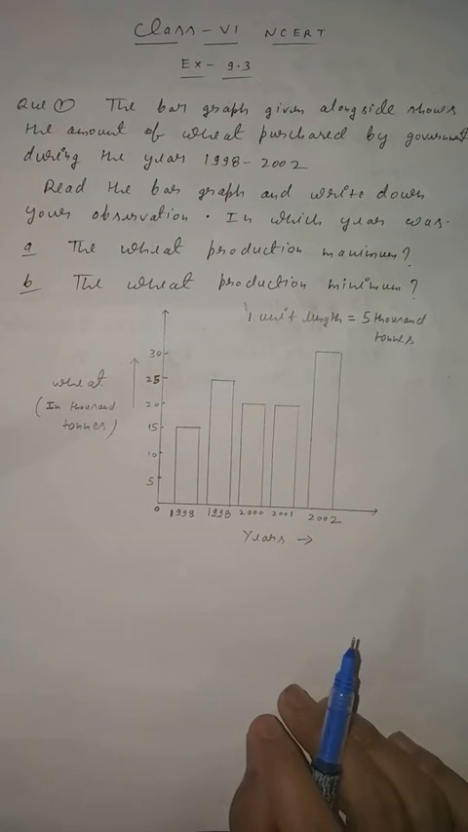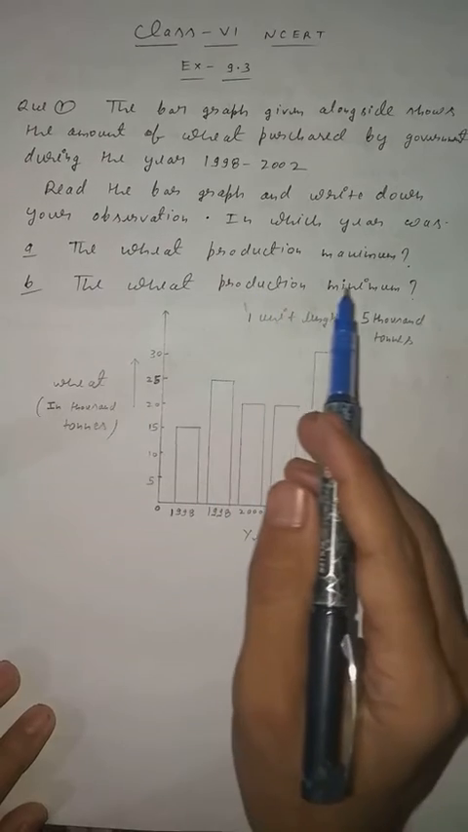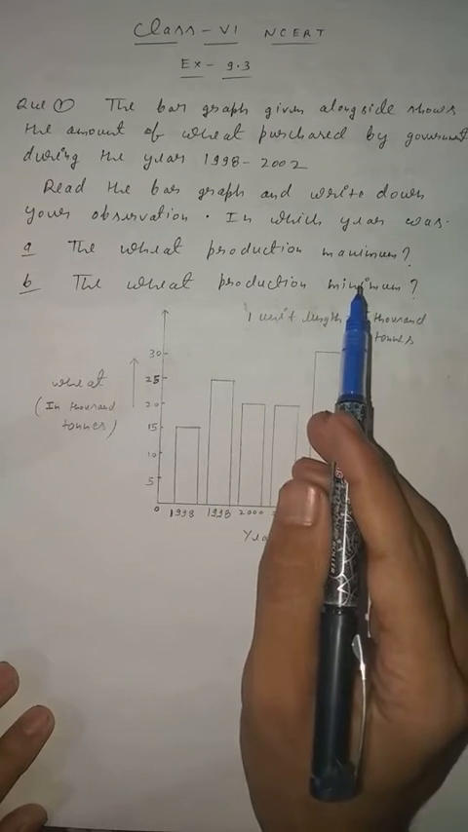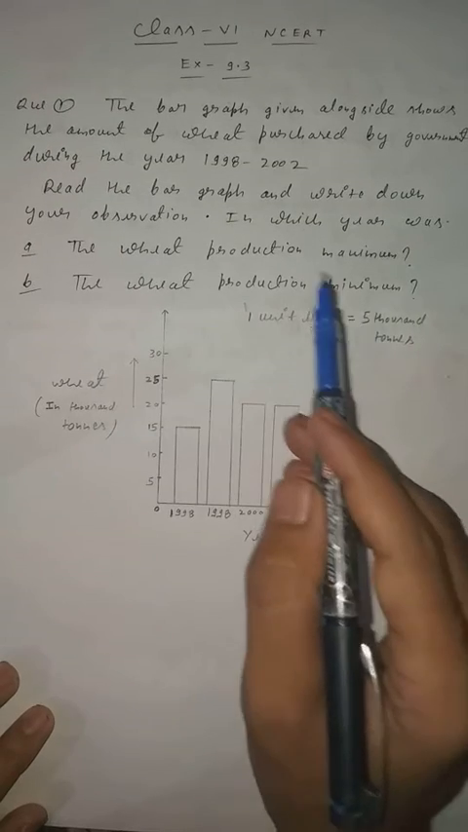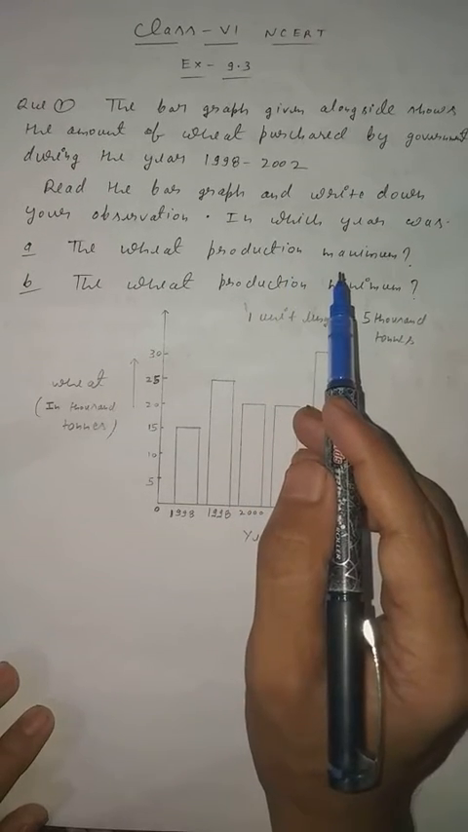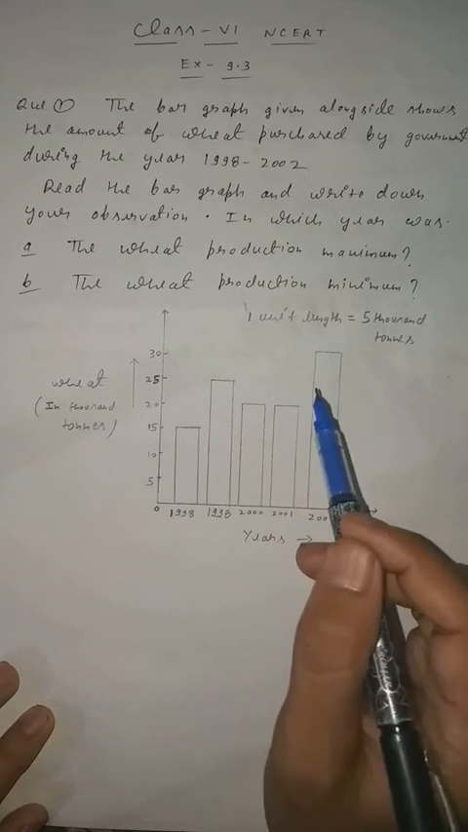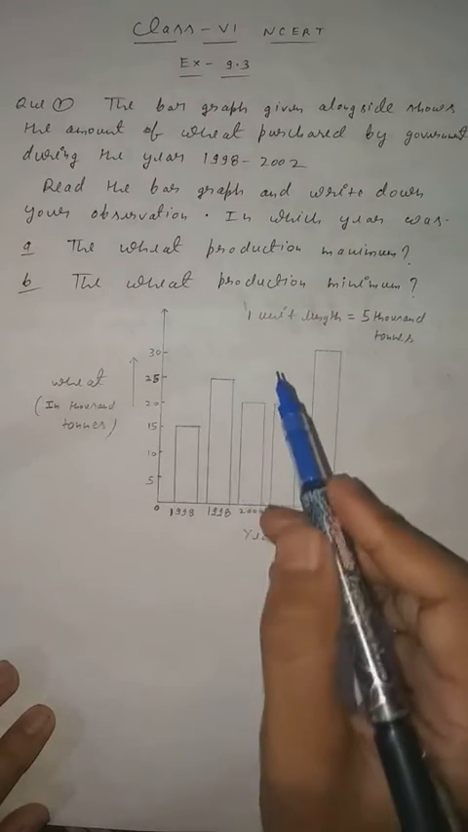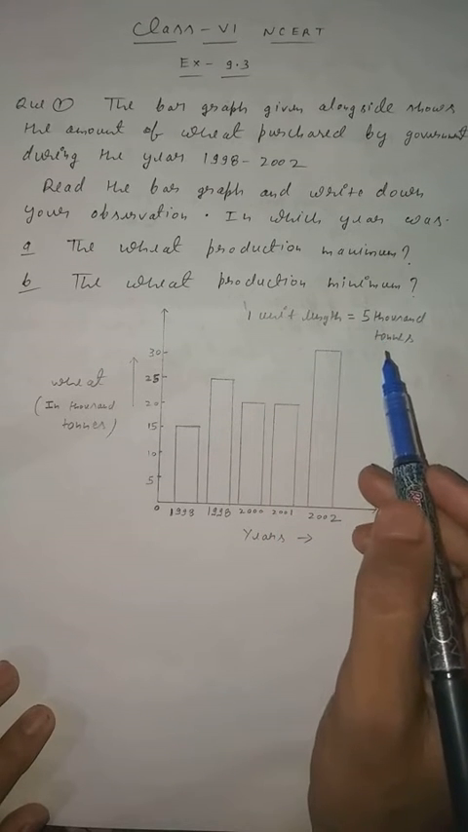Clear, students? Now read the question carefully, what is given. The first question, A, is about the maximum wheat production. And the second question is about the minimum wheat production. So you have to find out in which year wheat production is maximum, or in which year it is minimum. A small piece of information is also given: 1 unit length equals 5000 tons.